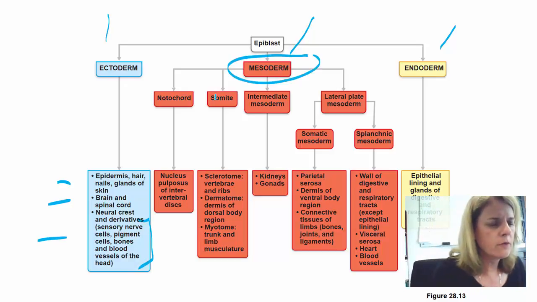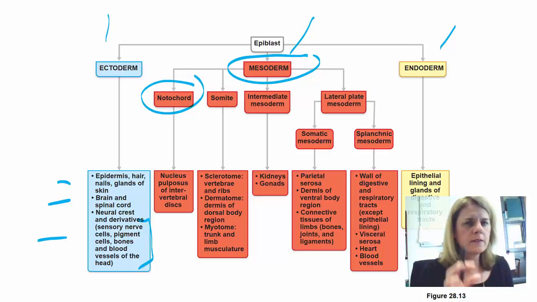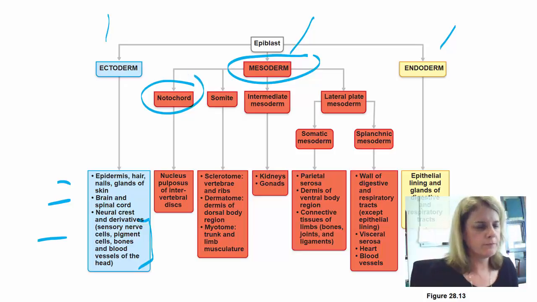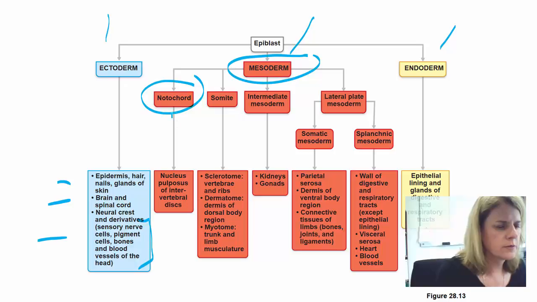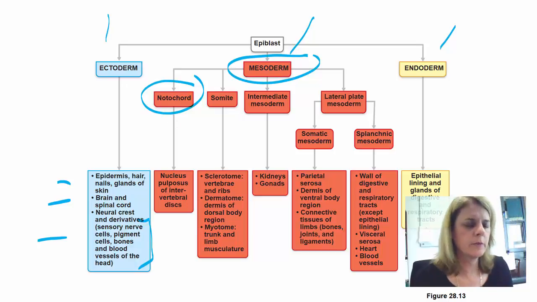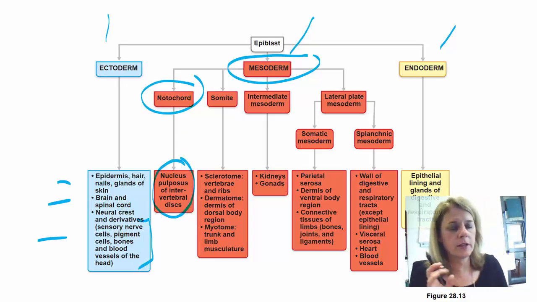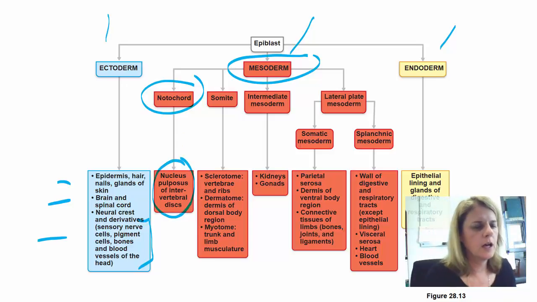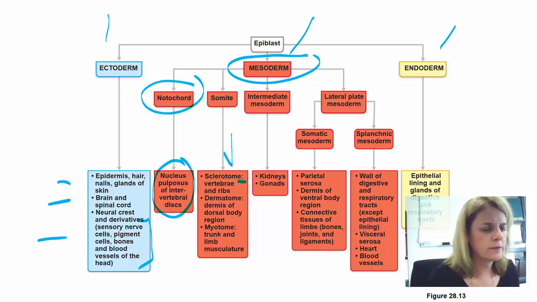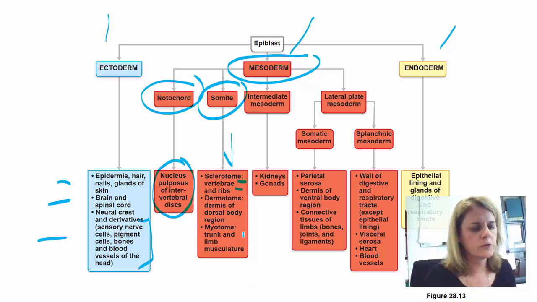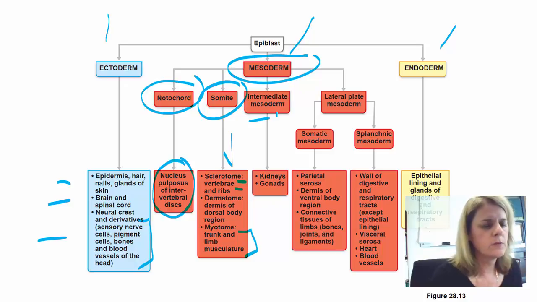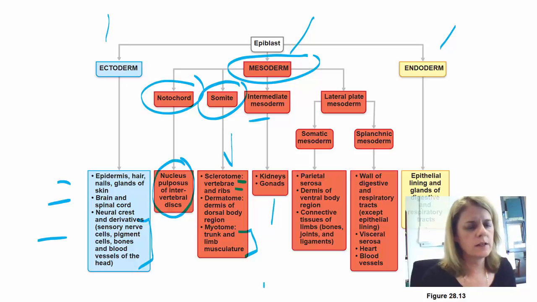The mesoderm forms the notochord, which becomes, well, not really your vertebral column, I guess your vertebral discs. Sorry, the vertebral discs that go between your vertebrae. You're going to get the vertebrae from the somites, which become your vertebrae and ribs, and some of your trunk and limb muscles. You're going to get what's called intermediate mesoderm, which becomes your kidneys and gonads.